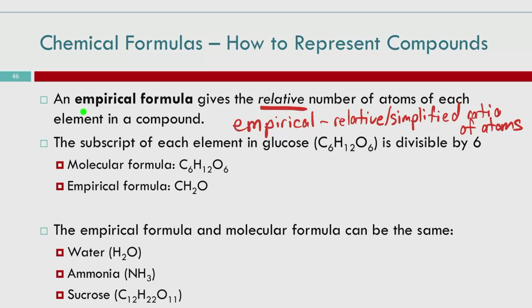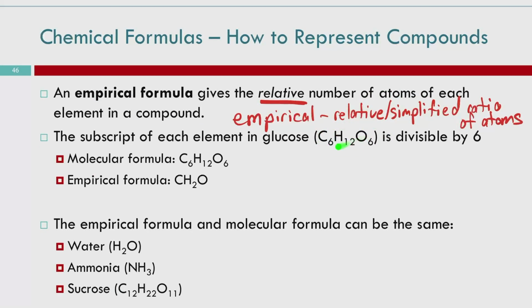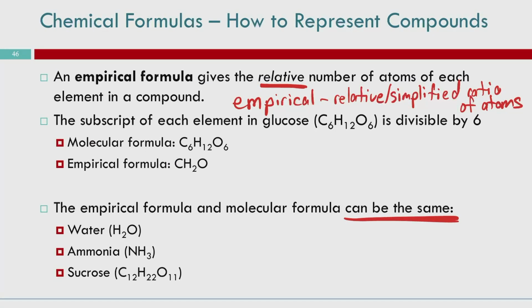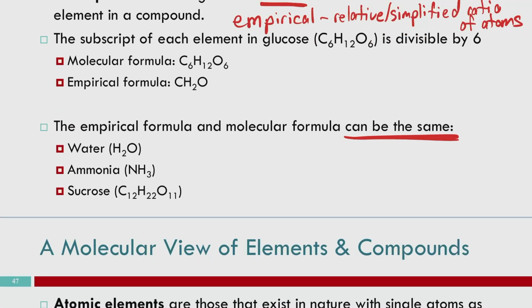So our empirical formula, again, is a relative or simplified ratio of our atoms. So for glucose, we can divide each of these subscripts by 6, and that would give us an empirical formula of CH2O. The empirical and molecular formula can be the same. So if it's already simplified in the molecular formula, then the empirical formula is the same thing. We'll do a lab, I think, where we come up with an empirical formula for a compound. So we'll get to see how we can just come up with that ratio.